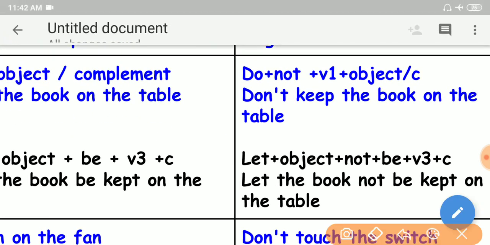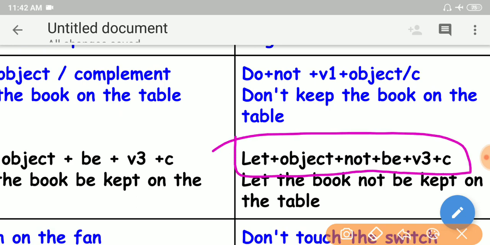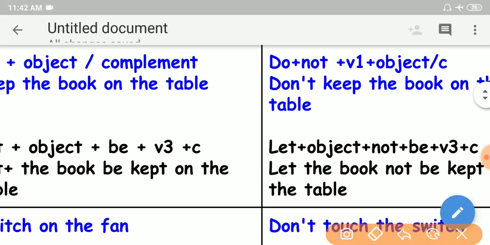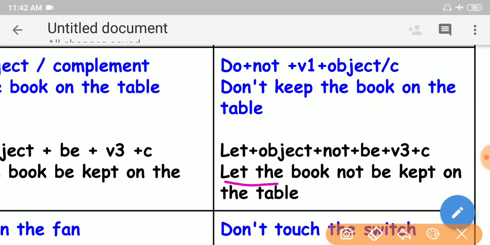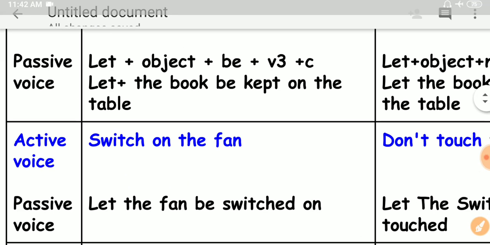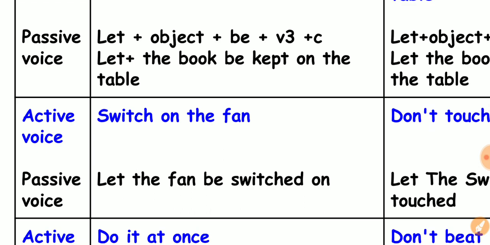Just observe, my dear friends, the formula of that: Let plus object plus not plus be plus V3 plus complement. Don't keep the book on the table. What is the passive formula of this? Let the book not be kept on the table is the passive voice of "Don't keep the book on the table," my dear friends. So let us go and learn with some more examples of such type.